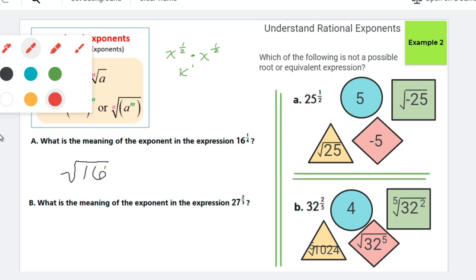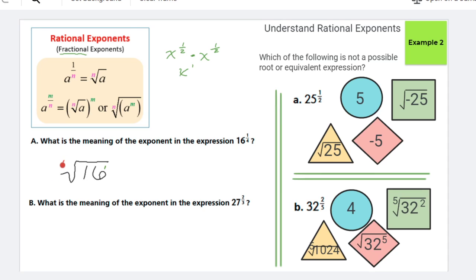We don't really need to say 16 to the first, right? Because 16 to the first is just 16. But I'll put it there for now. And then the 4, which is the denominator of the fraction, comes out here outside of the radical. So the meaning of the exponent is saying that we're looking for the 4th root of 16. Now, if we go to evaluate that 4th root of 16, just so you know, you actually end up getting 2 numbers, which is kind of neat.